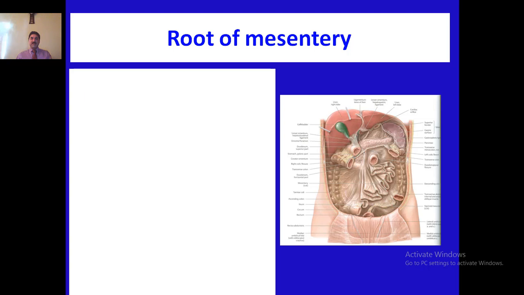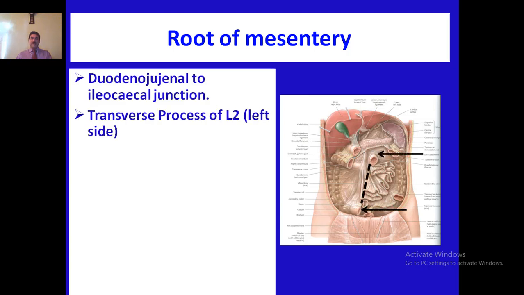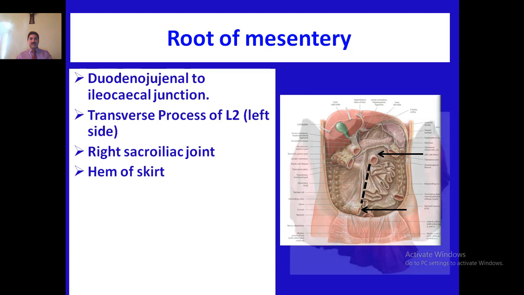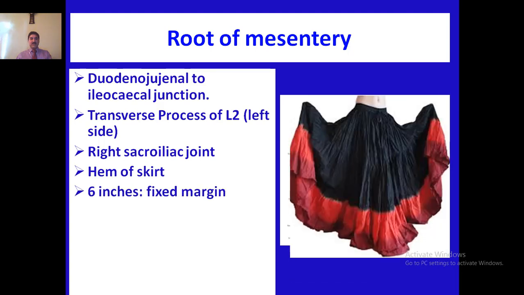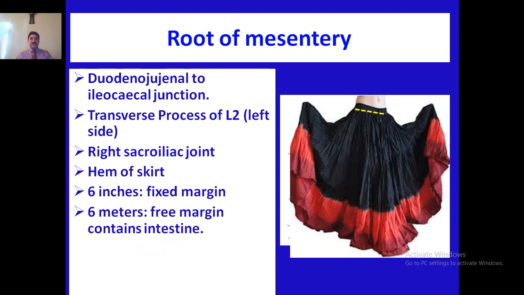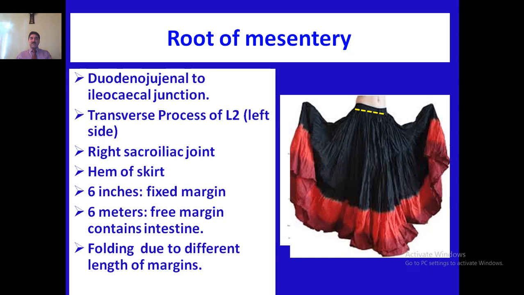Root of mesentery extends from the duodenojejunal junction to the ileocecal junction. It is a double-layered fold of peritoneum which attaches the jejunum and ileum with the posterior abdominal wall. It extends from the transverse process of L2, that is the second lumbar vertebra, to the right sacroiliac joint. It is just like the hem of a skirt. It is 6 inches long, that is the fixed margin, but encloses 6 meters of small intestine. Folding is due to the different lengths of these two margins.